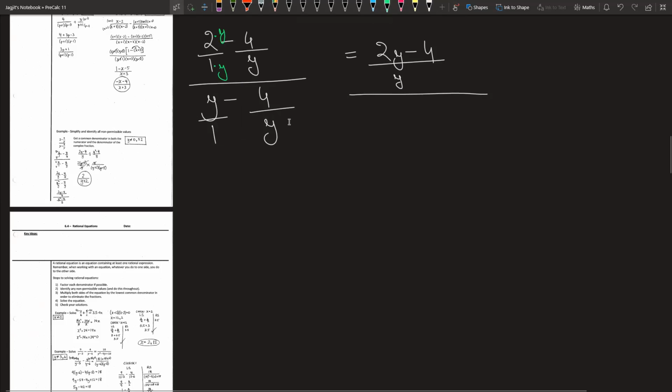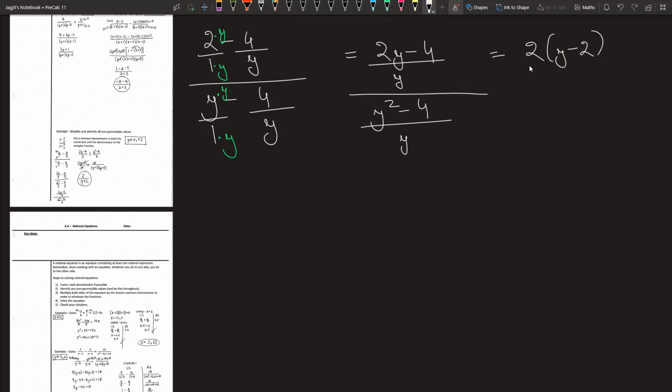So you say, okay, my common denominator between 1 and y will be y again. So you want to multiply this by y, and you want to multiply this by y. So that becomes y times y, which is y squared minus 4, all divided by your common denominator, which is y. Okay, let's factor this a bit. Factor the 2 out, you get 2 times y minus 2 over y divided by y squared minus 4. Using difference of squares, there'll be y plus 2 times y minus 2 divided by y.